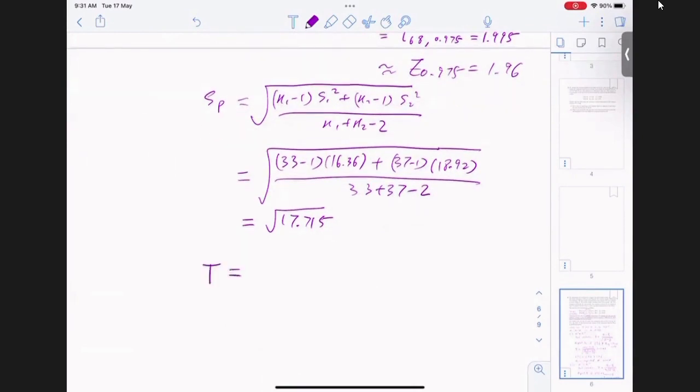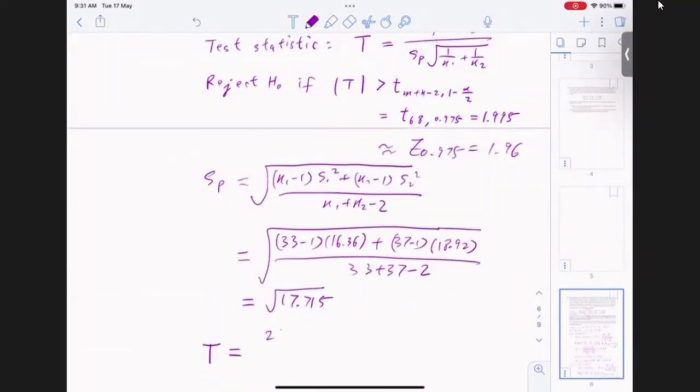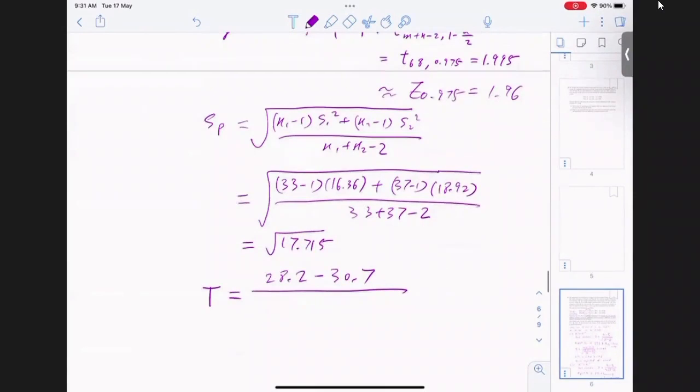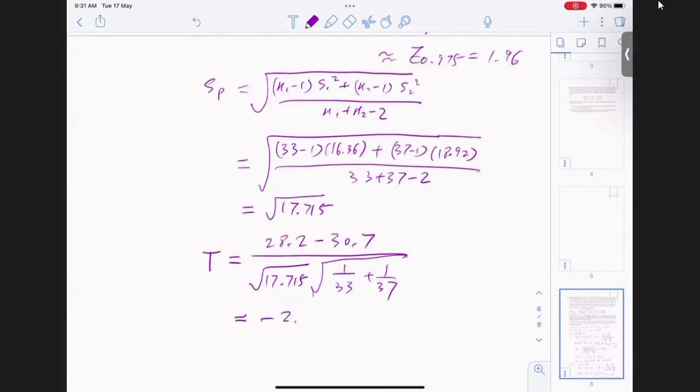So the test statistic will be computed by comparing the sample means, divided by this pooled sample standard deviation multiplied by the sum of the reciprocals of the sample sizes, and then take the square root. And it is equal to minus 2.48.